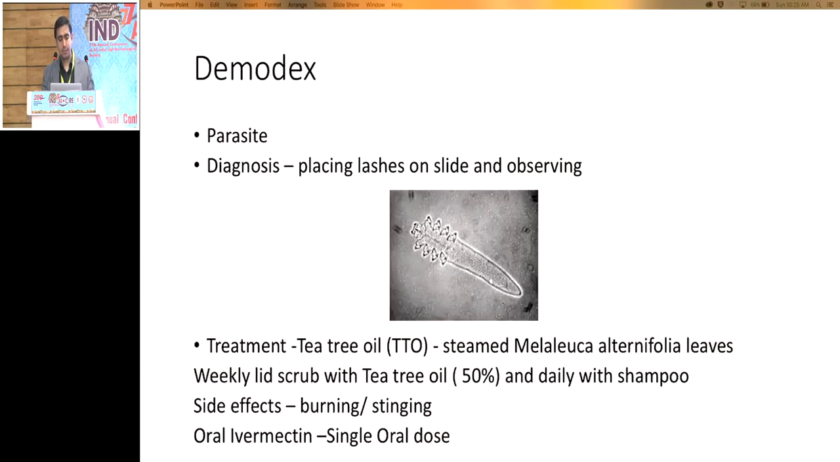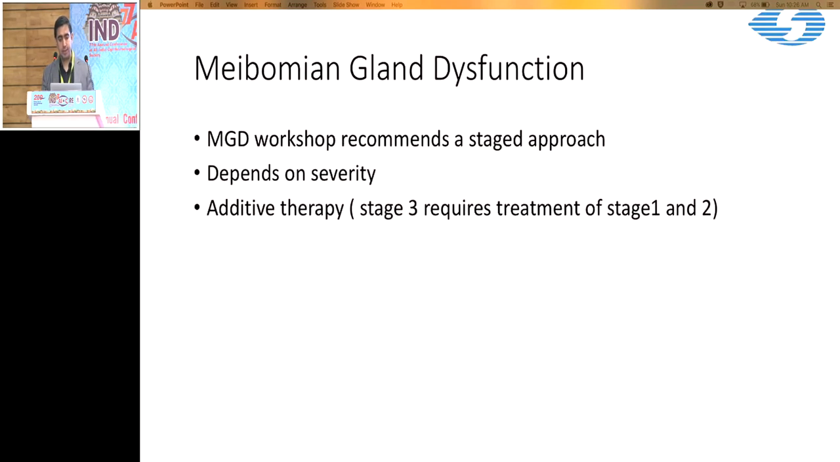Now, in blepharitis, I'm just going to talk about Demodex, not very commonly seen. However, the treatment is with tea tree oil, which is steamed Melaleuca alternifolia leaves. Basically, now you're getting scrubs and a shampoo of tea tree oil, which you use once a week for the scrubbing and daily shampoo. The side effect is a little stinging and burning. Oral ivermectin also has a role in Demodex colonization. So meibomian gland dysfunction is something I'm just going to focus on a little bit more.